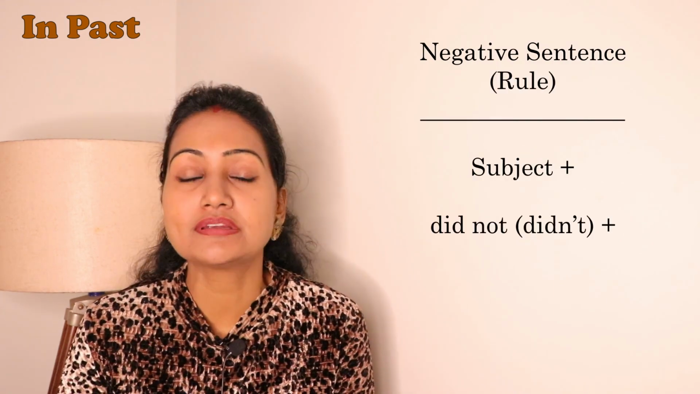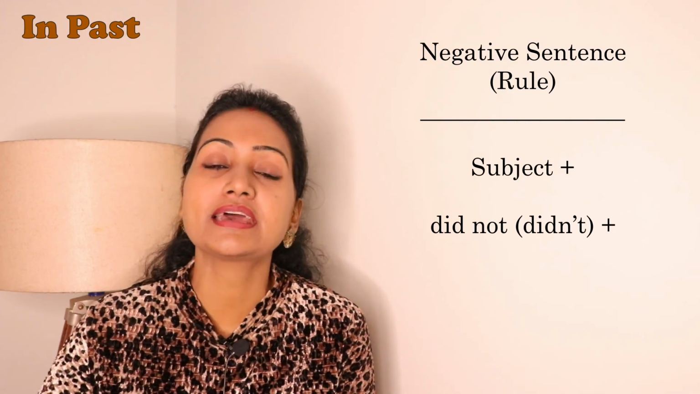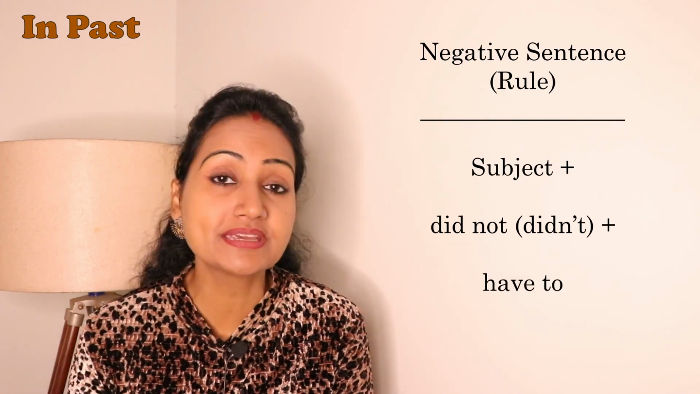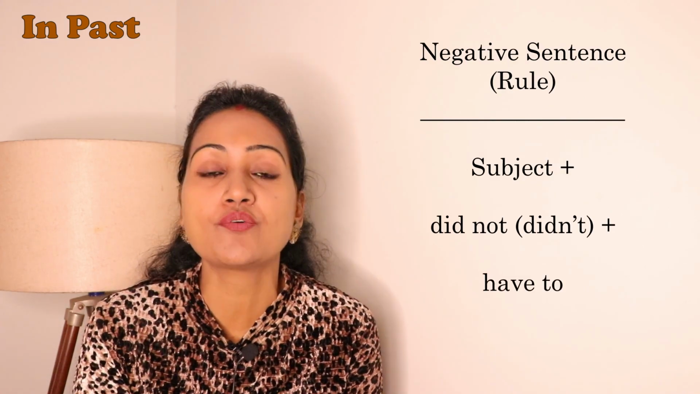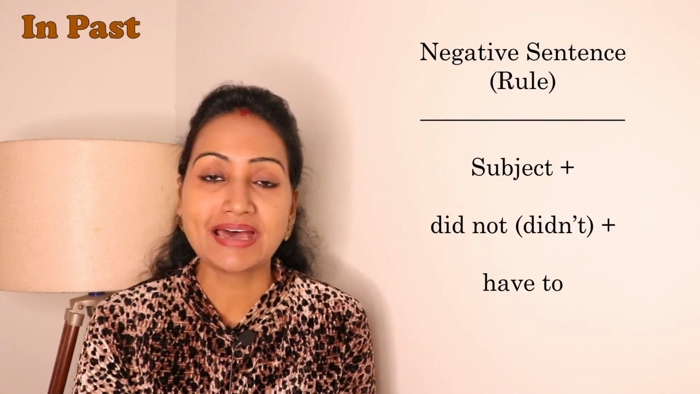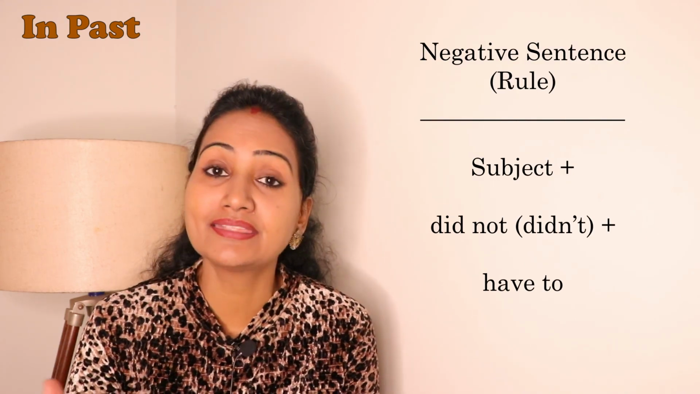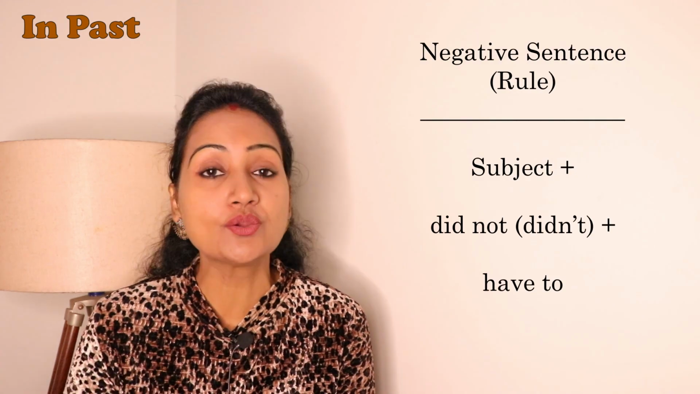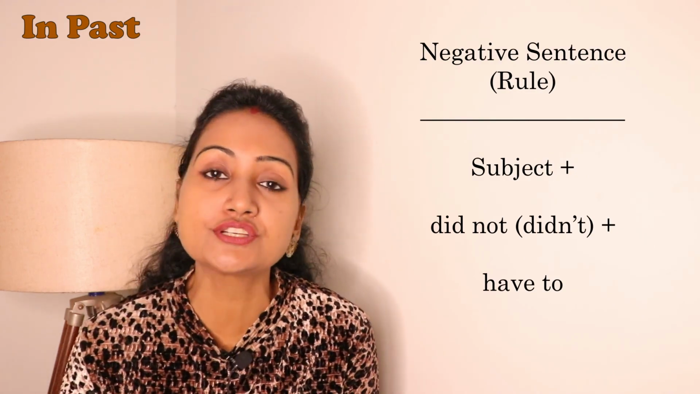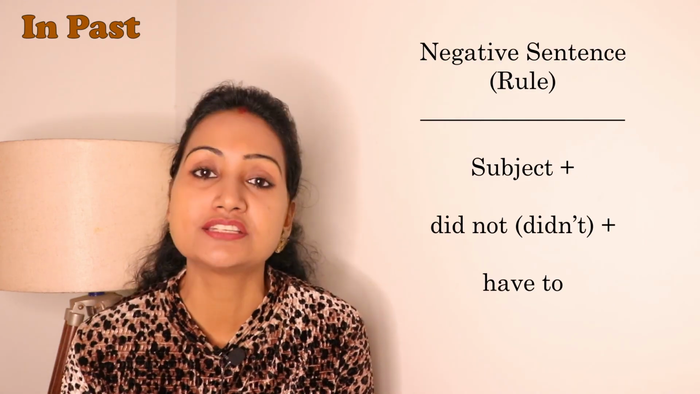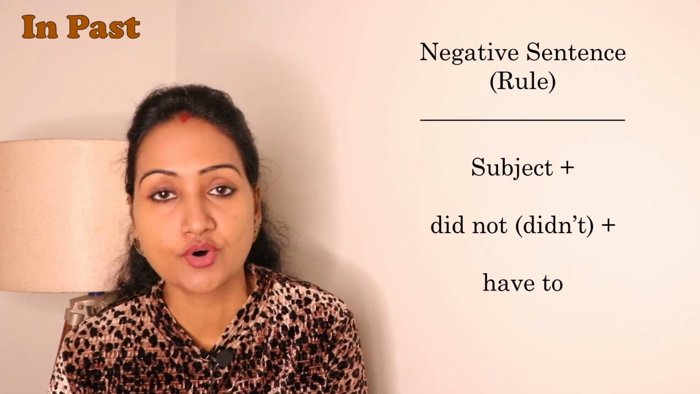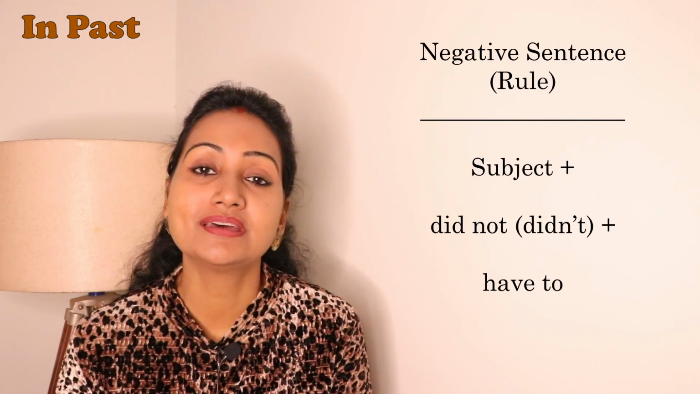When you have to make a negative sentence with had to, then the rule is subject, then did not or didn't. After that, have to. Not had to, because here we are using the second form of the verb do. So that becomes did. And then have to, because we know that we always use the first form of the verb with did. We never use the second or third form of the verb with did.